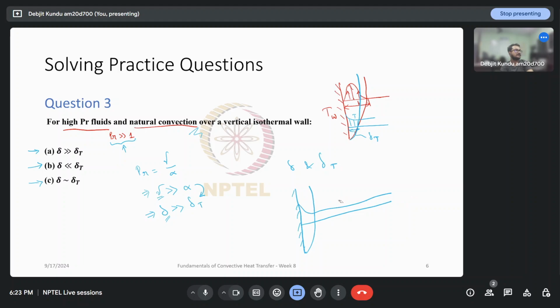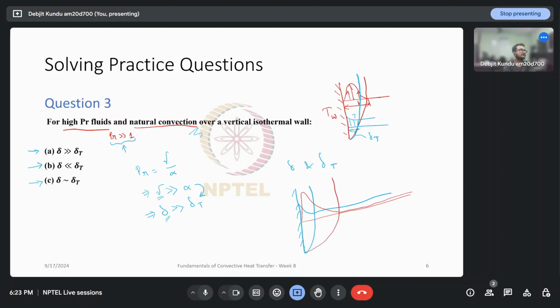Sorry, let me draw this correctly. There will be a high velocity here, and the velocity would carry on to higher depths. So let's say somewhere here. I'm really drawing this in a poor scale. Let me draw this in a better way. So it will take some time for the velocity to become zero.